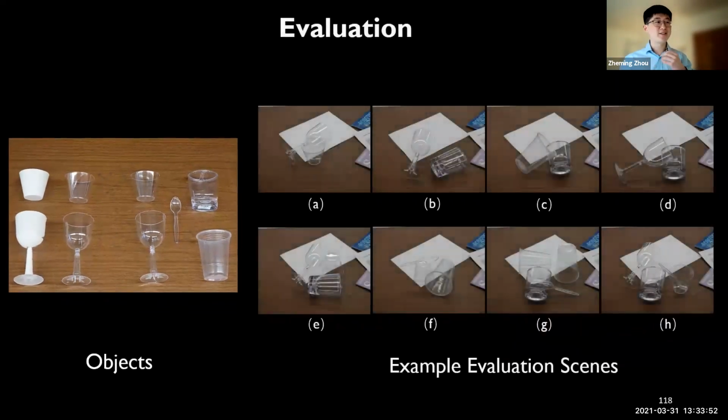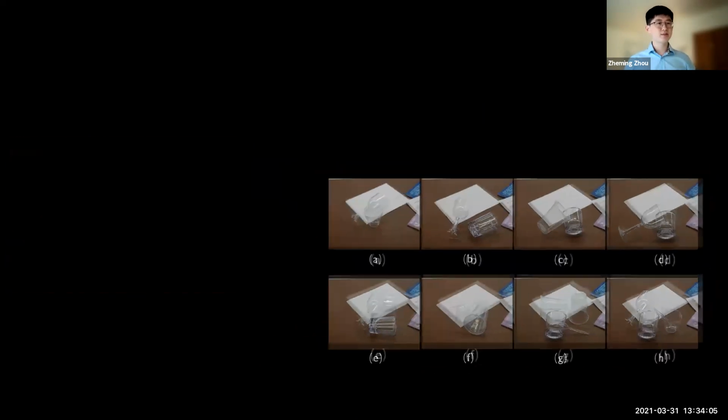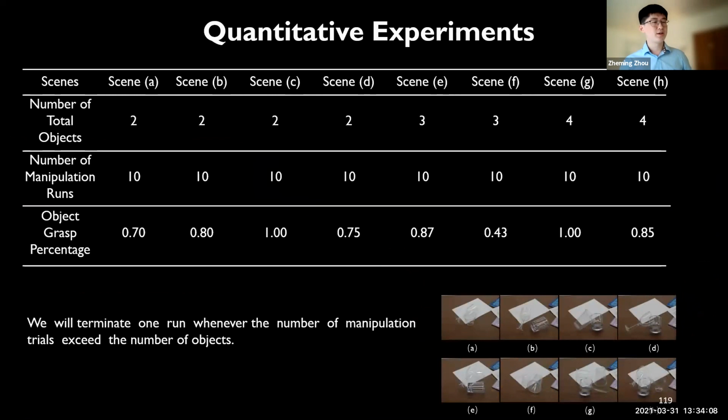And to evaluate our GlassLoc algorithm, we use 5 different transparent objects, and we formalize 8 different scenes with a different number of objects and different clutteredness of objects. For each scene, we perform 10 grasping trials, and we use object grasp percentage as an evaluation metric.